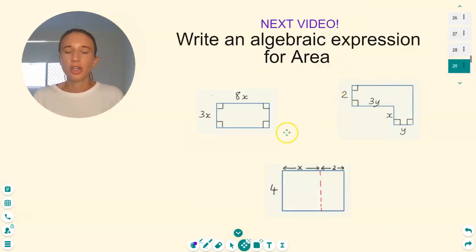So in the next video, we're going to look at writing algebraic expressions for area of these shapes. Okay, so I will see you there.